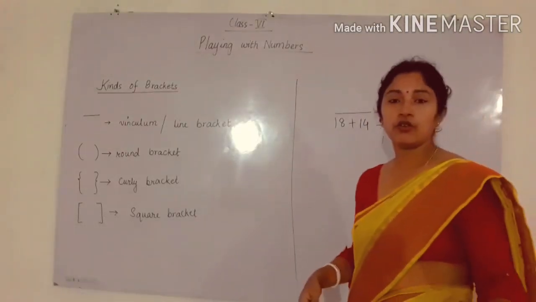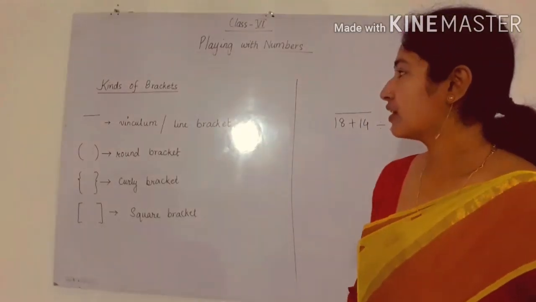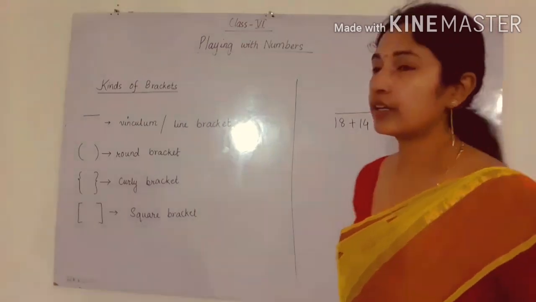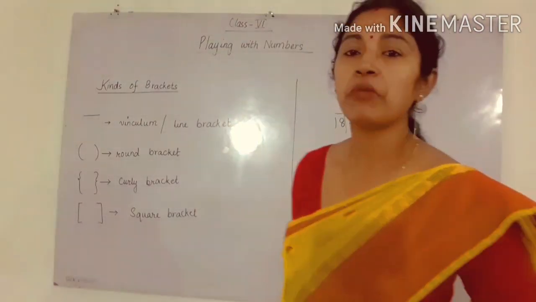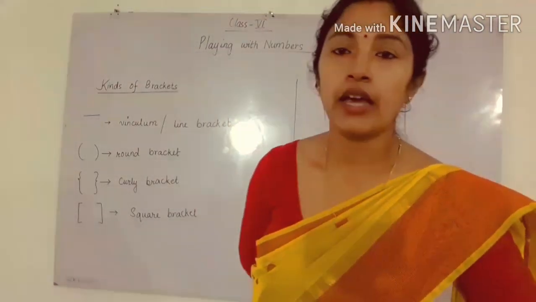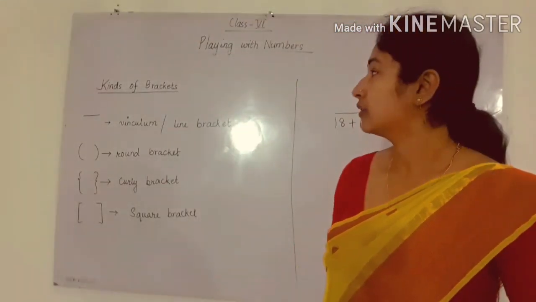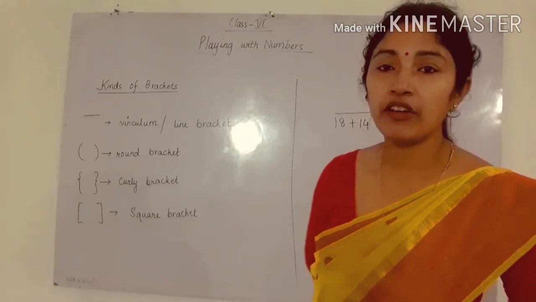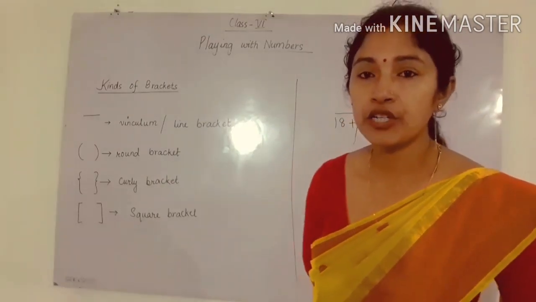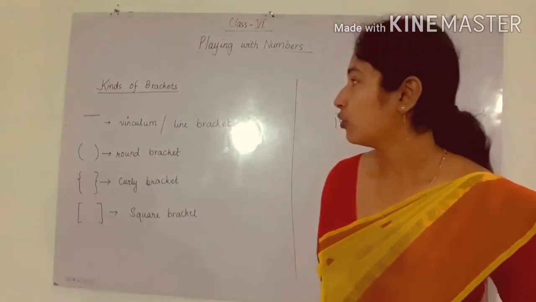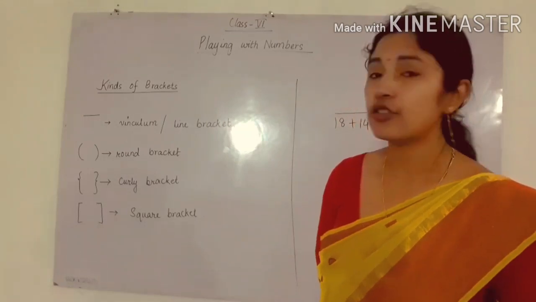Students, today in this lecture I am going to discuss the different kinds of brackets. Already in my last lecture I discussed exercise 3.1. We started the topic, simplification of numerical expressions. So here I am going to start with kinds of brackets.